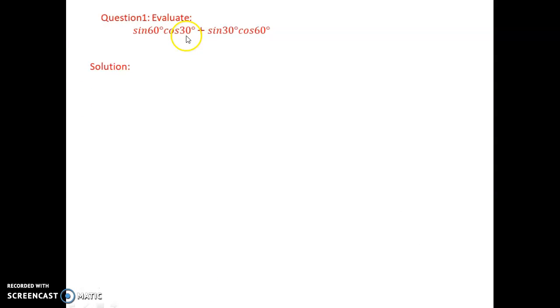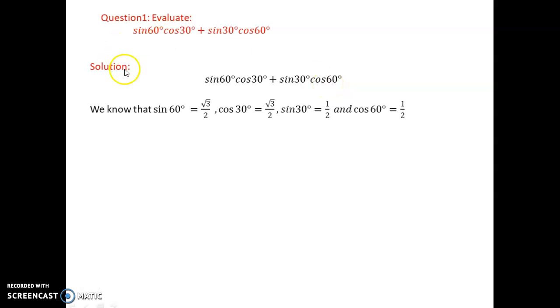First we have to calculate the value of sine 60 into cos 30 plus sine 30 into cos 60 degree. We write the right hand side: sine 60 into cos 30 plus sine 30 into cos 60. Using the trigonometric table we know that sine 60 degree is root 3 by 2, cos 30 is root 3 by 2, sine 30 is 1 by 2 and cos 60 is 1 by 2. We will put all these values in this trigonometric equation: sine 60 is root 3 by 2, cos 30 is root 3 by 2, plus sine 30 is 1 by 2, cos 60 is 1 by 2. Now we are going to simplify it.